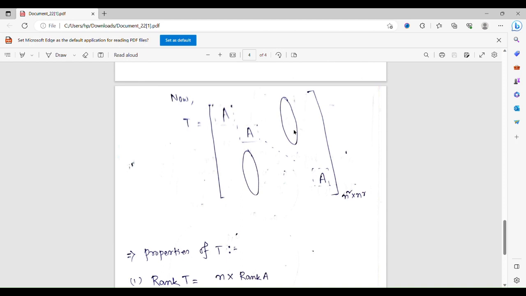That means n square. So this is n square and also this is n square. So it is an n square cross n square matrix. So we are generalizing this, right?